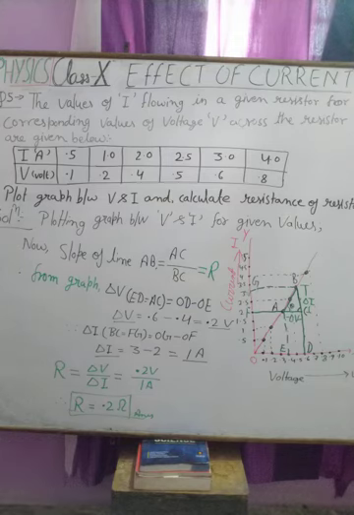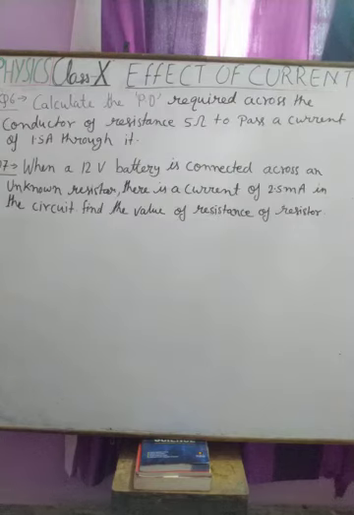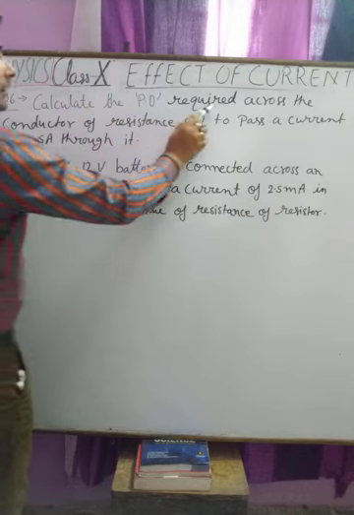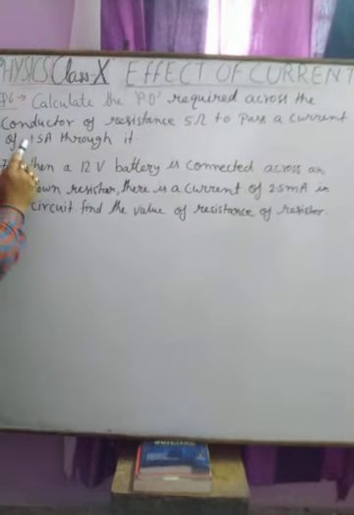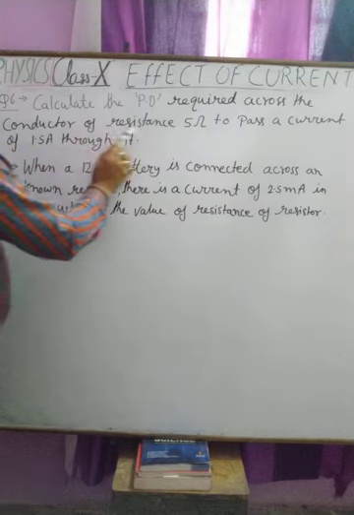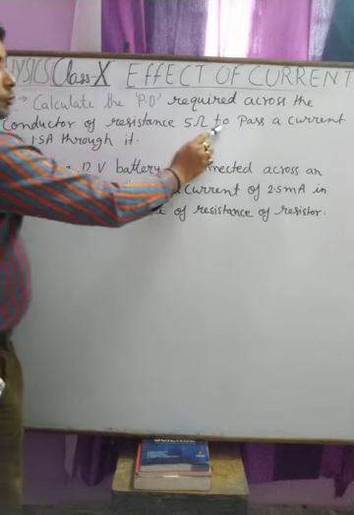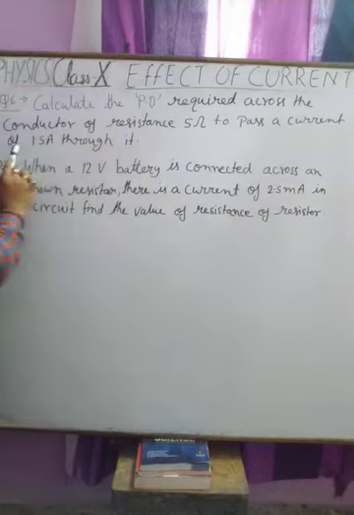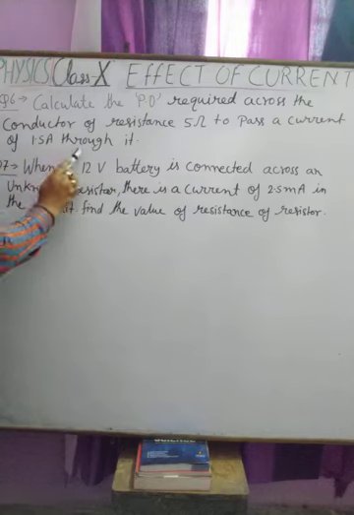Now we are taking another problem. Okay student, we have another problem. First one is: calculate the potential difference required across the conductor of resistance 5 ohm to pass a current of 1.5 ampere through it.